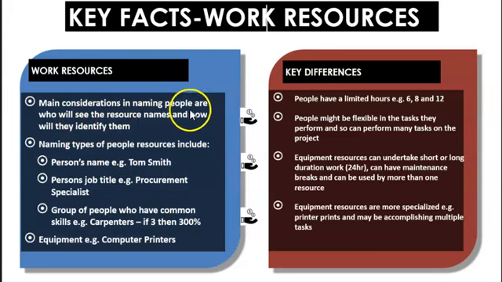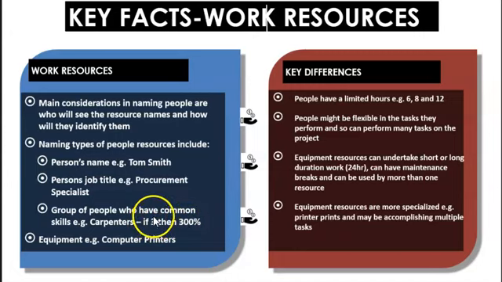The main consideration in naming people resources is who would see the resource names and how will they identify them. There are three main types of naming people resources. You can have the person's name, for instance, Tom Smith. You can have their job title, procurement specialist, and we can have a group of people who have common skills, for example, carpenters, laborers. If you have three, then they're 300%.